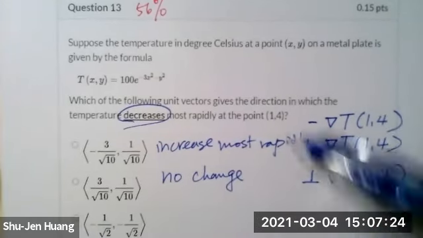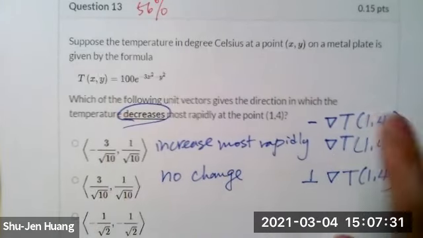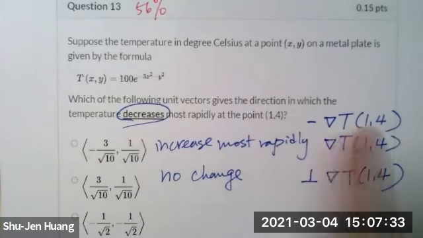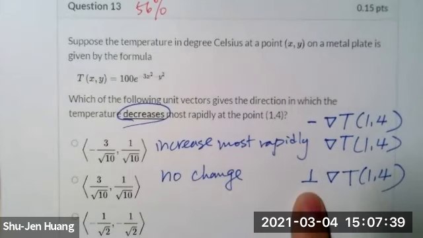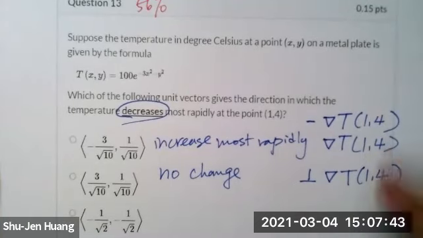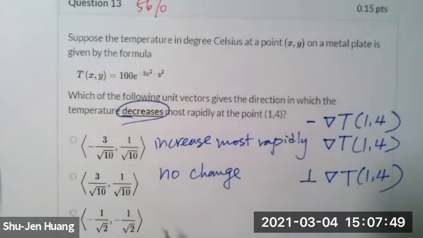Okay, so you need to know all three of them because you don't know which one you're going to get on the test. Decreases most is in the opposite direction of the gradient vector, increases most is in the same direction as the gradient, and the temperature has no change in the direction orthogonal to the gradient vector. It doesn't matter which one, you need to calculate the gradient vector anyway. So let's calculate the gradient vector.